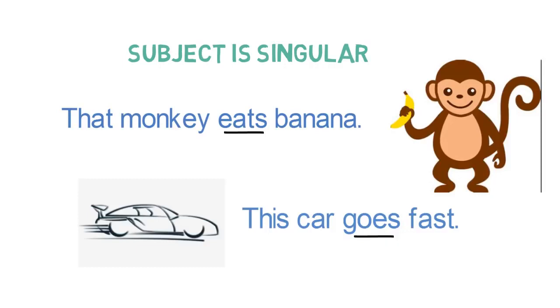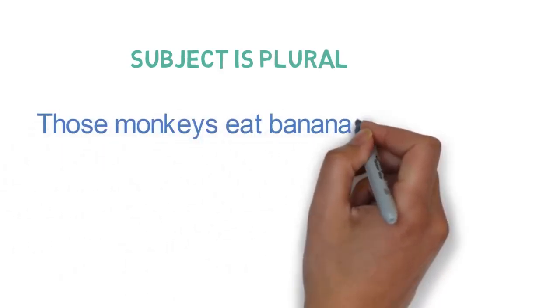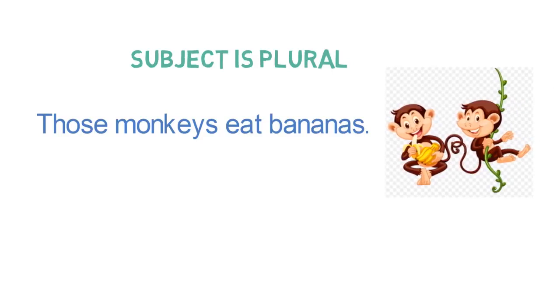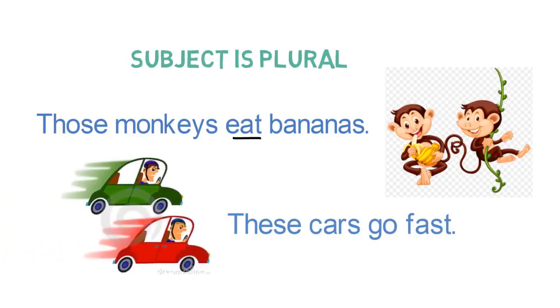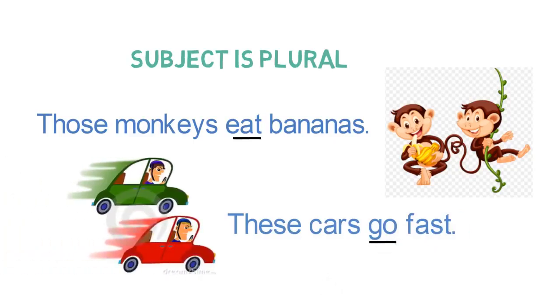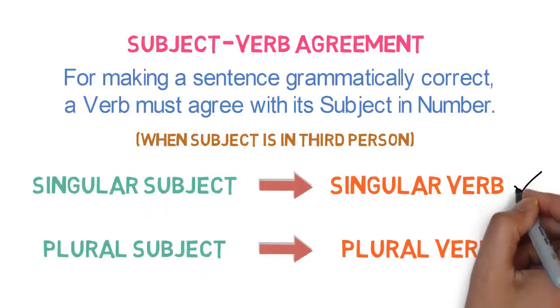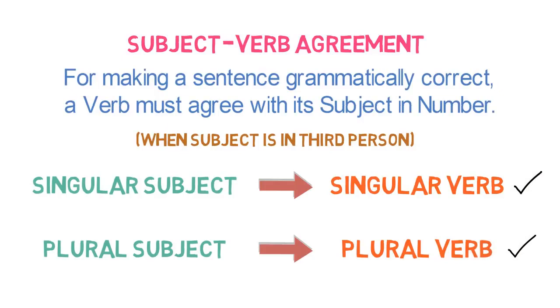Now let's look into the same examples where the subject is plural. Those monkeys eat bananas. Here the subject is monkeys, which is plural in form. So the verb will also be plural in form. So in this case we used eat. Let's look into the next example. These cars go fast. Here the subject is cars, which is plural in form. So the verb will also be in plural form. So please remember this rule. The rule is that singular subject has singular verb and plural subject has plural verb.